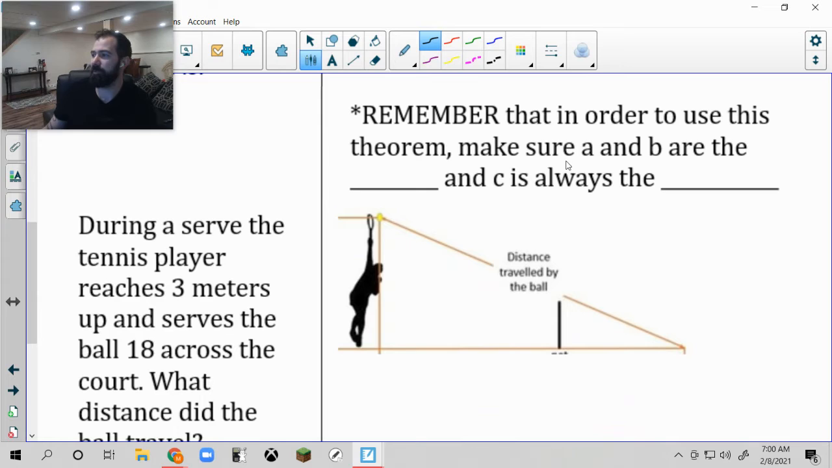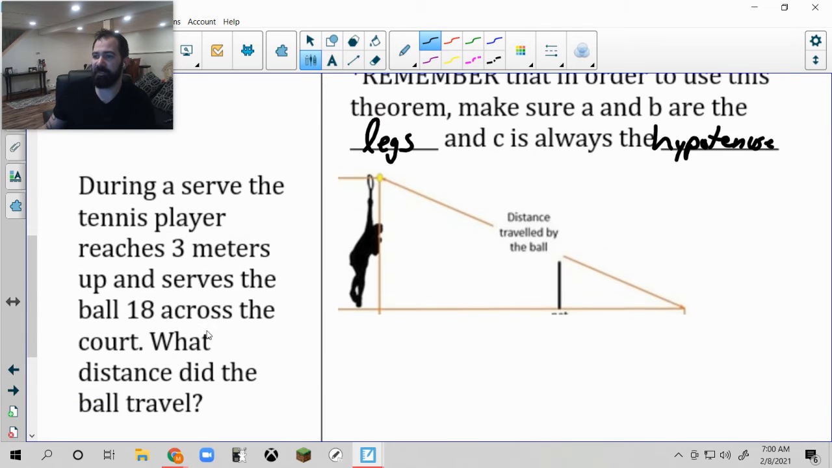Hopefully you got some of those. Remember that in order to use the Pythagorean theorem, make sure that A and B are legs, and C is always the hypotenuse. Okay, let's look at some examples here.